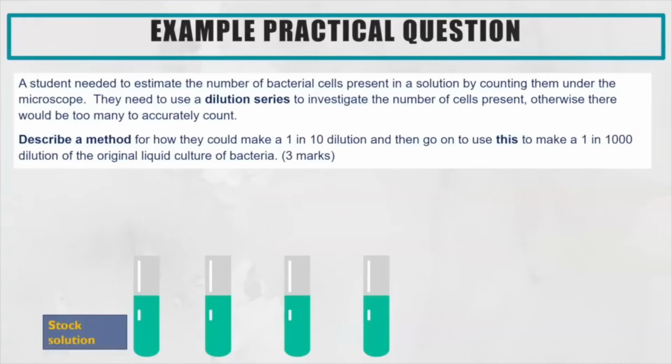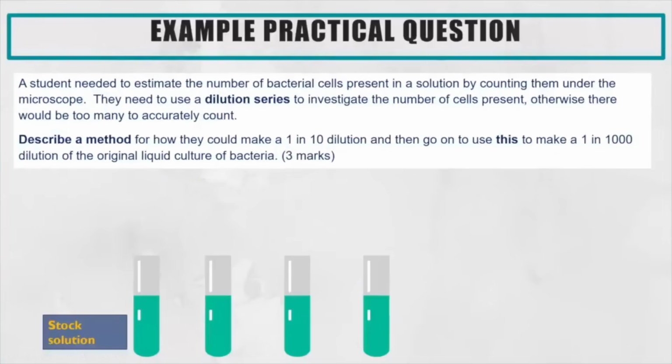So I've got an example practical question here. So we've got the student needed to estimate the number of bacterial cells present in a solution by counting them under the microscope. They needed to use a dilution series to investigate the number of cells present, otherwise there'd be too many bacteria to accurately count. So the actual question is, describe a method for how they could make a 1 in 10 dilution and then use that solution to make a 1 in 1,000 from that original solution.